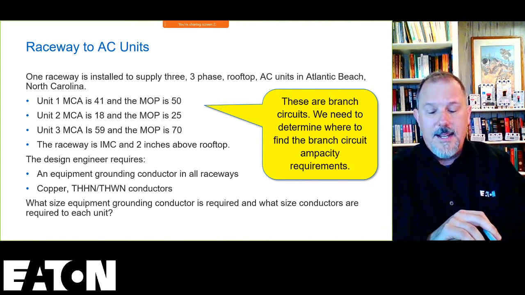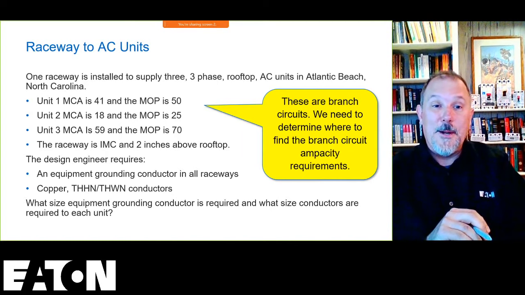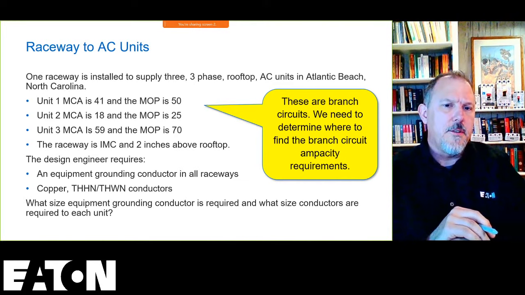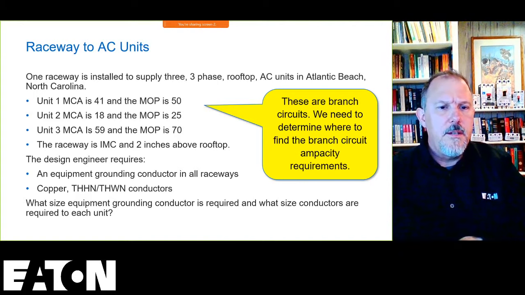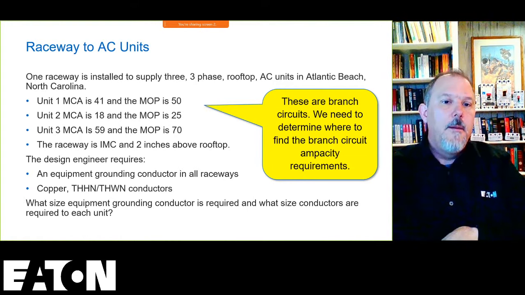You can run the numbers, and I believe I did. I ran the numbers off of the 90 degree C column, and I believe I show, in at least my calculation, you'll tell me if I did it right or wrong, the ampacity of the conductor that I came up with based on the THWN-2. So the question basically is, based on all this information, what is the size of the ungrounded conductor?